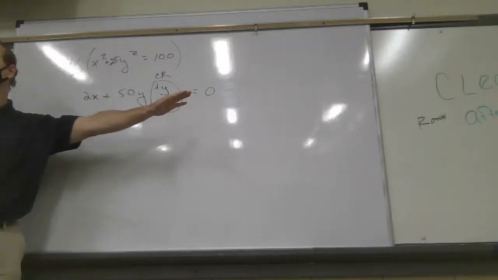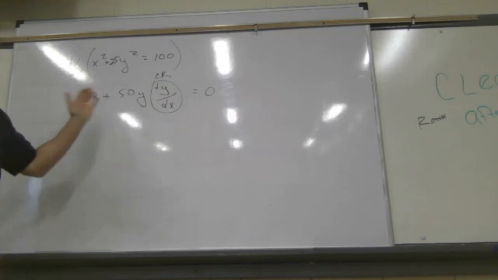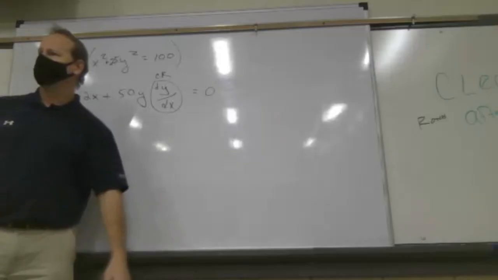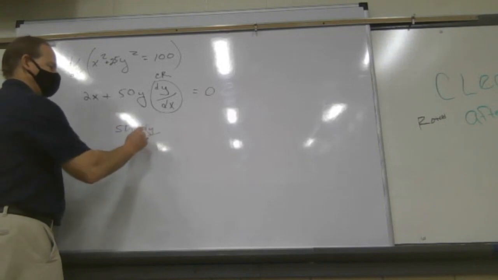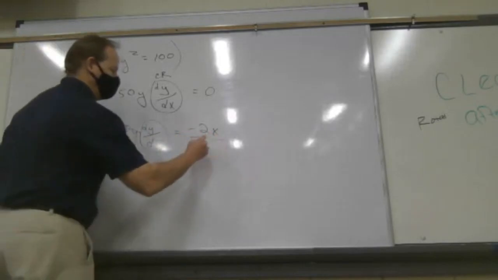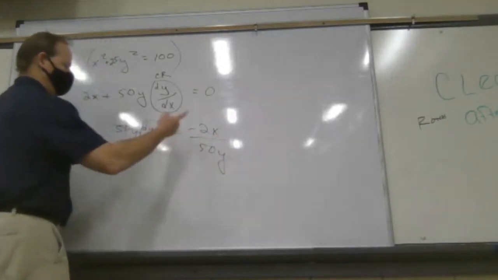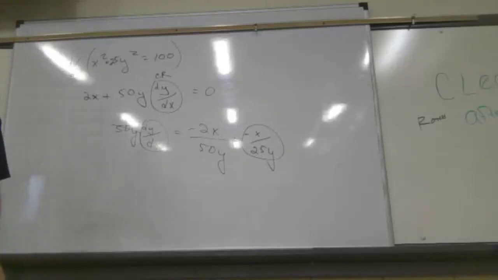So if I want to know what dy/dx is, get everything that's not a dy/dx to one side, all the dy/dx terms to the other. Factor out a dy/dx if there's more than one of them, and then divide. So that's the process. So you have 50y dy/dx equals negative 2x, and then divide both sides by 50y. I didn't have to factor out because it's already factored. So it equals minus x over 25y, right? Yep.